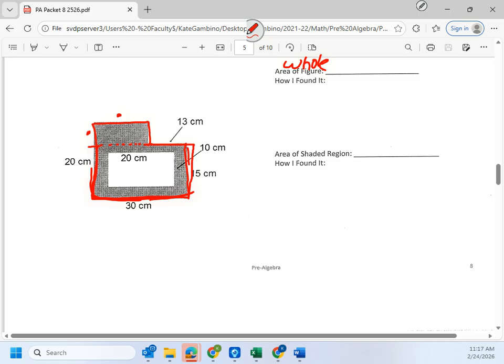To find the area of the shaded region, you take that whole figure, and what are we going to subtract out of it? The white figure, that white rectangle, and you are left with your shaded. Well, here is our white. So once you find that whole figure, subtract out your white, you're left with your shaded. Show your work.